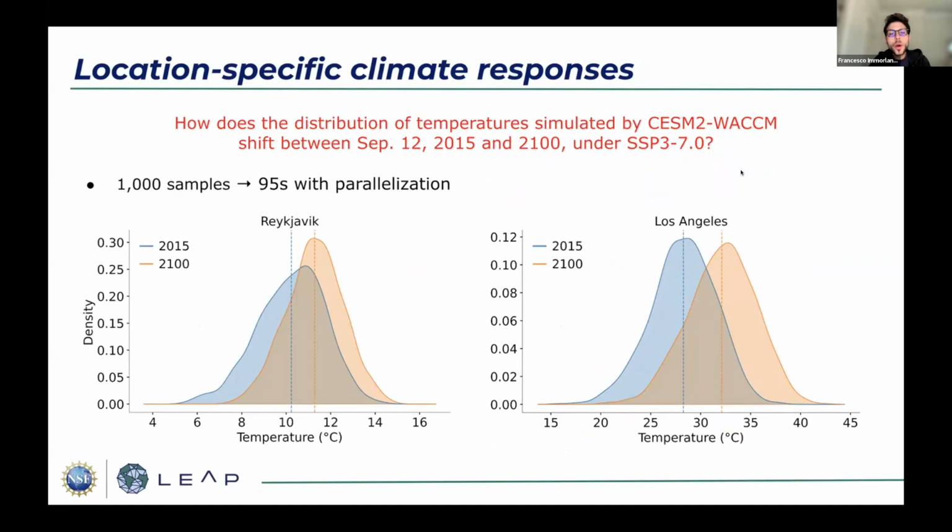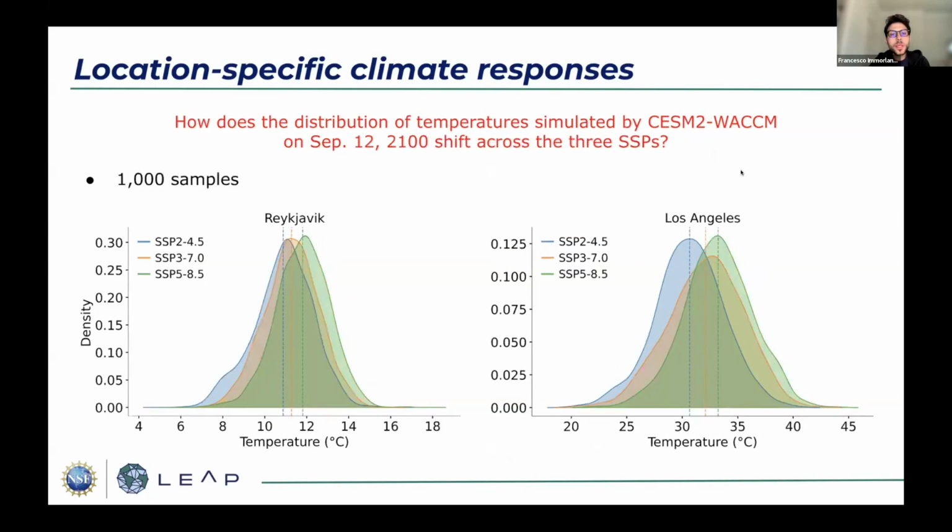Let's suppose we want to know how the temperature distribution will shift according to CSM2 on a specific day between September 2015 and 2100 under a specific SSP and for two cities we are interested in. Our model allows us to generate ensembles of 1000 maps for the specific conditions and draw the temperature distribution for the specific locations at the reference times. And the generation is pretty fast when conducted on batches, so with some sort of parallelization.